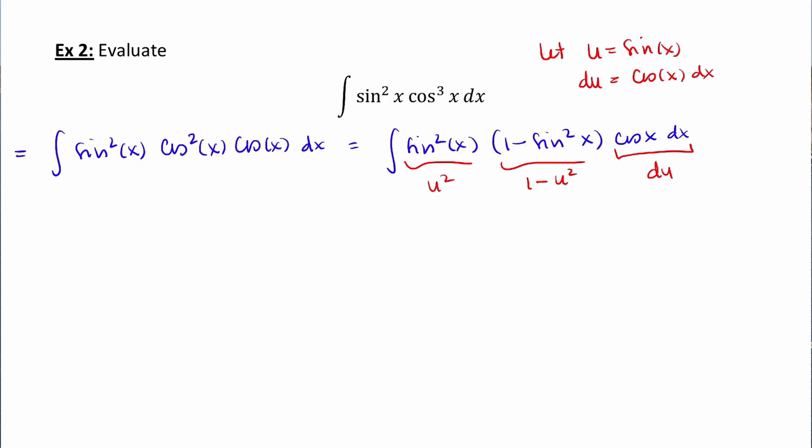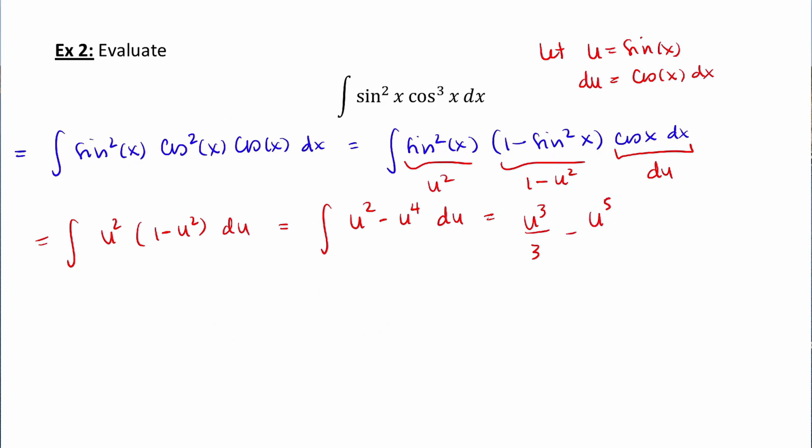So what am I left with? I'm left with the integral of u squared times 1 minus u squared du. If I distribute that u squared, I get u squared minus u to the 4th du. And this is just u cubed divided by 3 minus u to the 5th divided by 5 plus a constant. As usual, you have to go back to x, expressing the answer in terms of the original variable. So back to x.